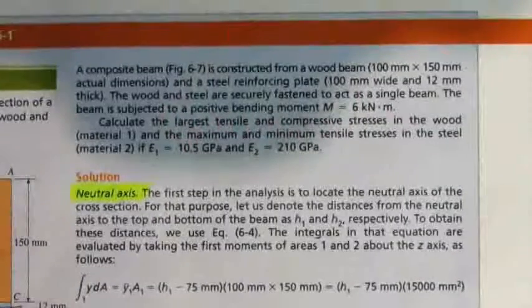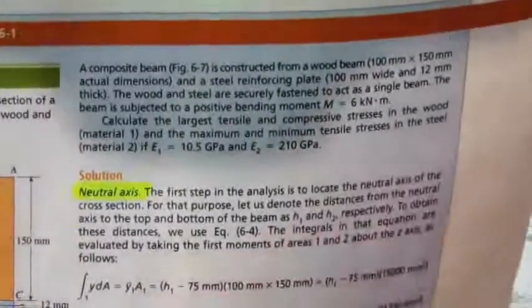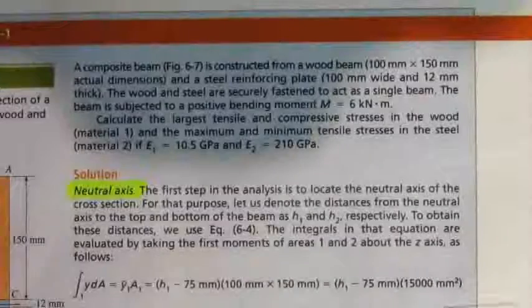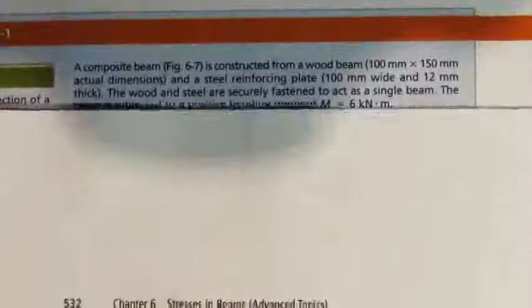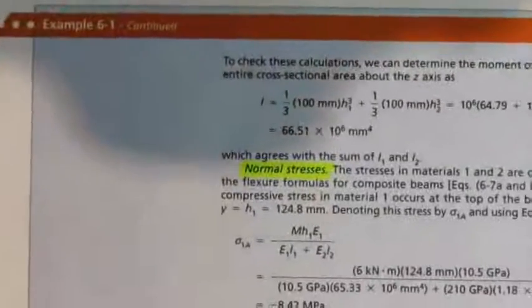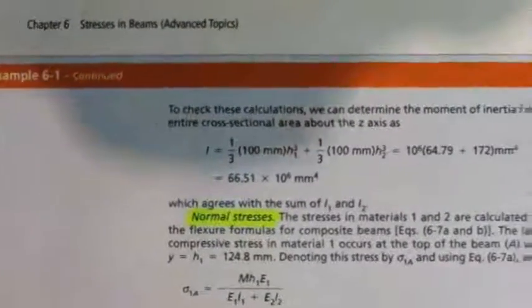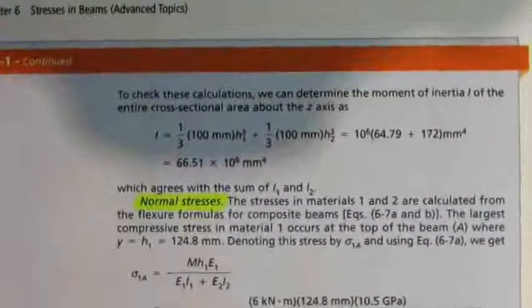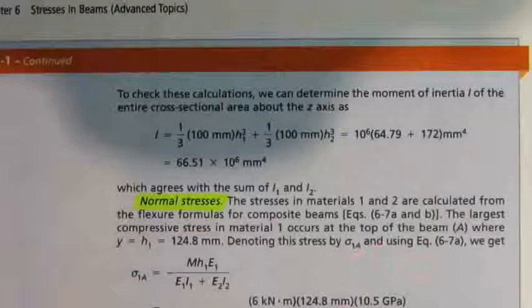If we look at what we are being asked to calculate, which is maximum tensile and compressive stresses, and if we were to go straight and attempt to calculate this from the equations we have been given in equation 6.1, we know that for a composite beam the applicable equation to calculate your maximum stresses is equation 6.7a and b. You can just go back and recap there if you like.